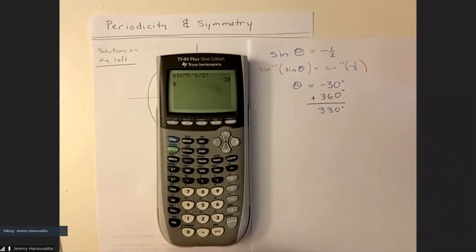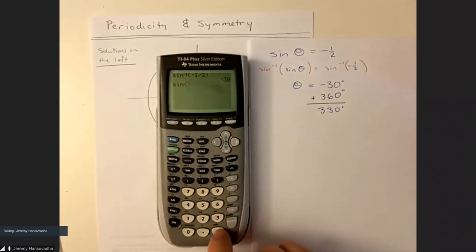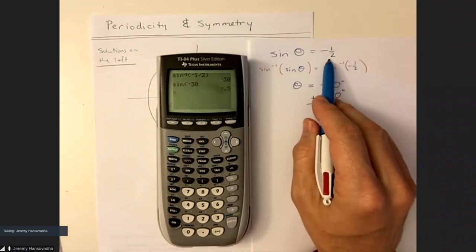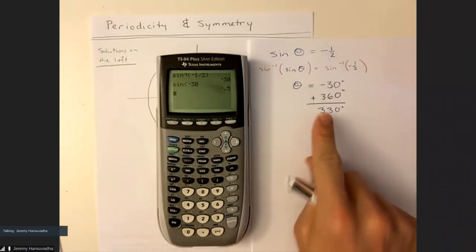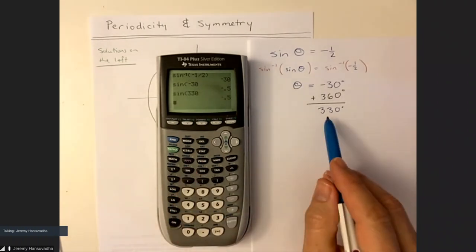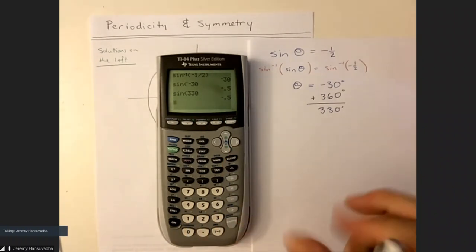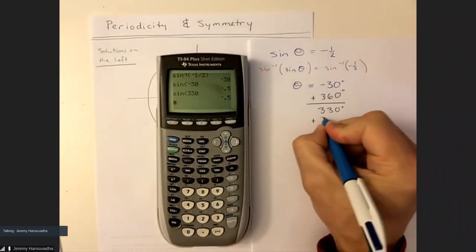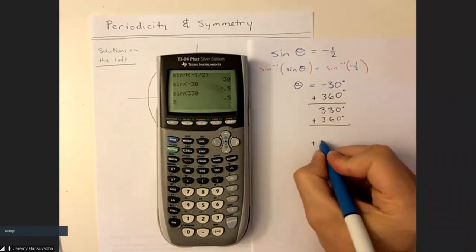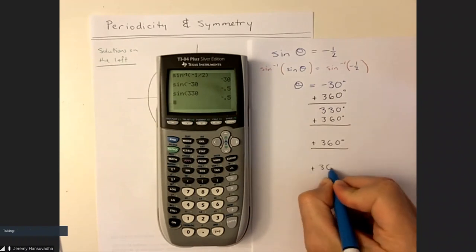First, let's do the sine of negative 30 degrees. And notice that we got the negative 1/2 from up here. And let's now do the sine of 330 degrees. And notice that we get the same ratio, negative 1/2. And we could keep adding 360 degrees. I'm going to add it a couple times.